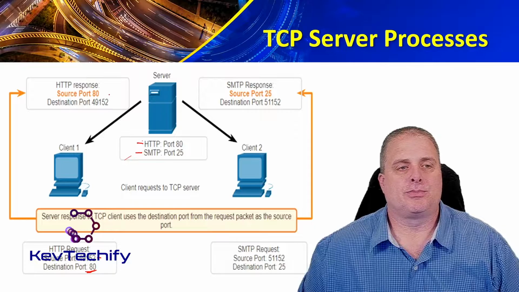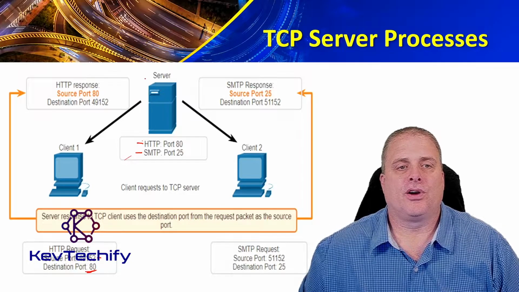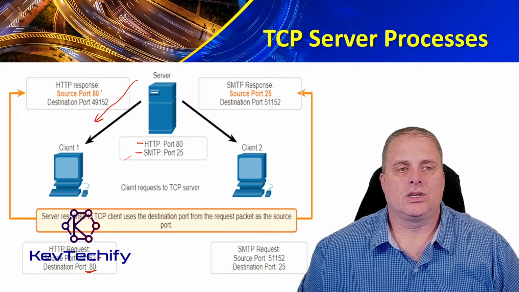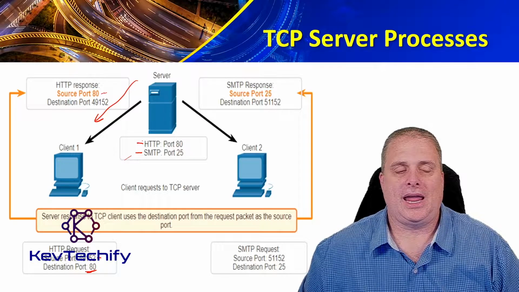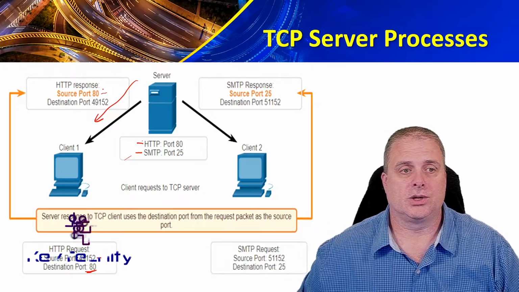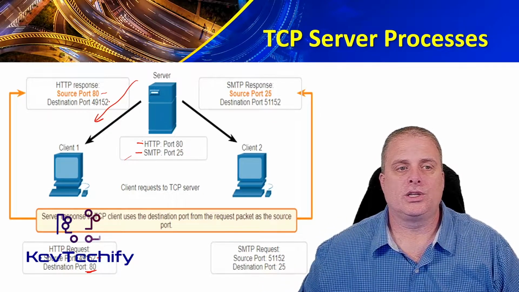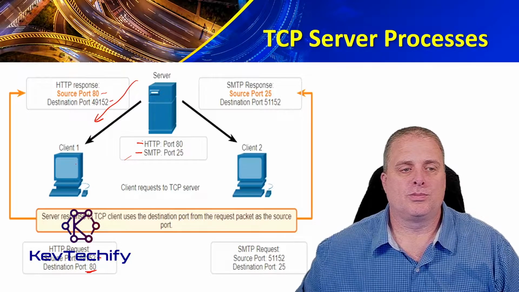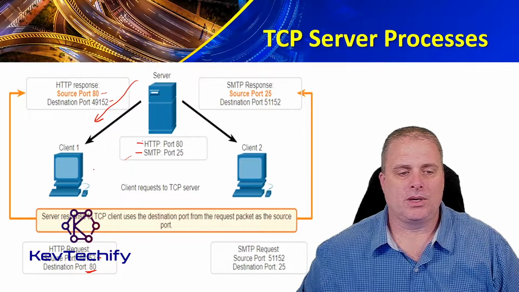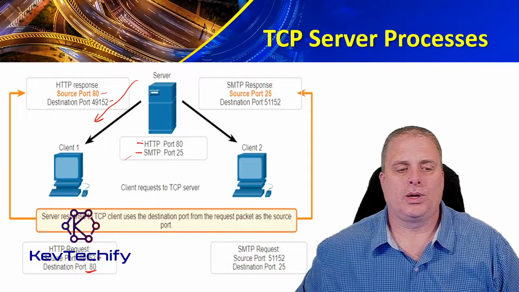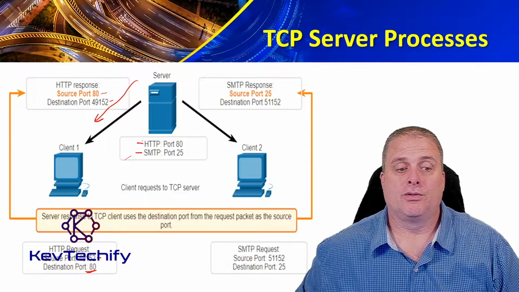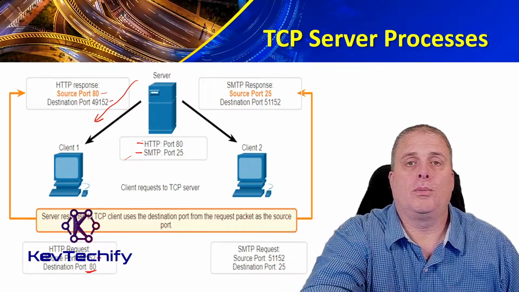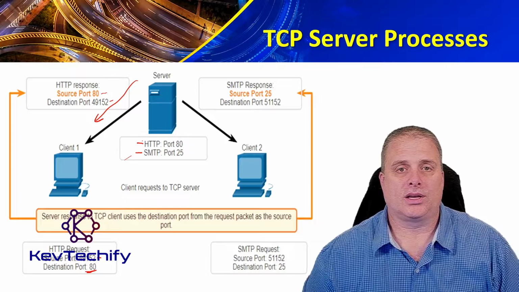Notice the HTTP response. Now it's coming from the server, so it's headed this way. The source is now port 80. We switched the source and destination, so it came from the web server, and it's going to that random port of 49152. It goes back to the client. The client remembers, hey, I made this HTTP request on 49152. Let's send it back to the web browser, to the tab that made that request.